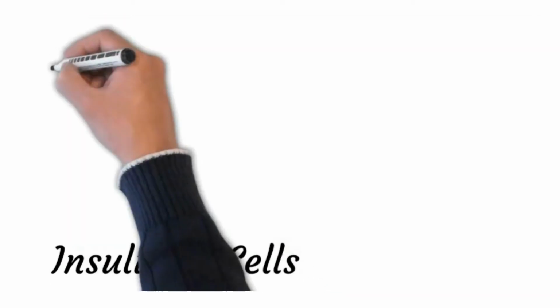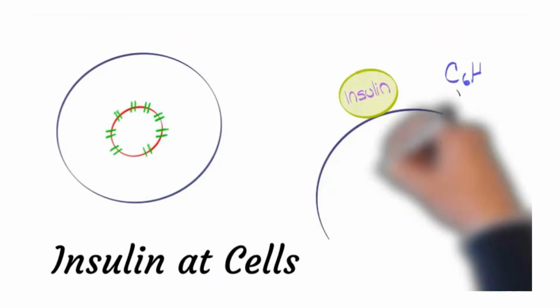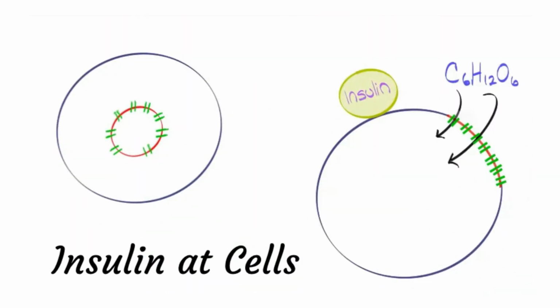So one of the first things we need to look at is insulin. And we've talked about insulin in previous videos. We've talked about insulin release from pancreatic beta cells. This image right here is not showing pancreatic beta cells. This image is showing glucose uptake at our cells downstream of the pancreas.